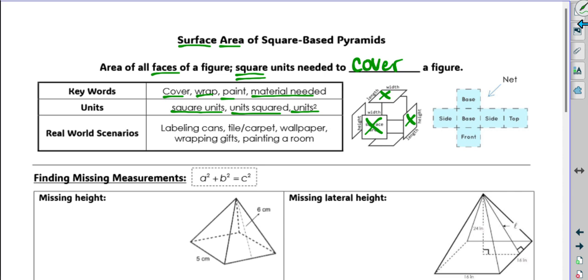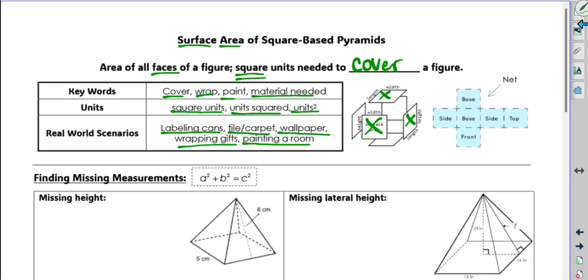And then there's a lot of real-world scenarios that actually have this as an application. Labeling a can, tiling or carpeting a floor, wallpapering. You're all talking about covering a shape, wrapping a gift, wrapping the outside of a gift, or painting a room. It's talking about the surface on the outside being covered by something.